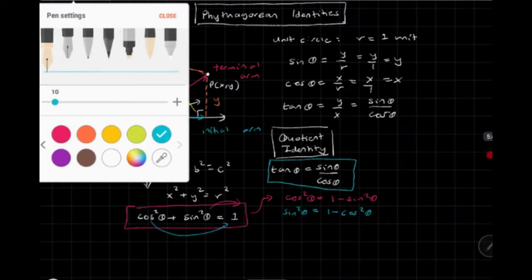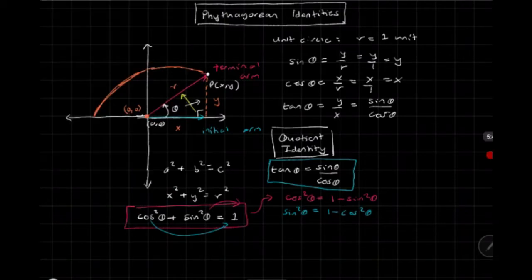And in order for us to look at this, what helps is to also determine our reciprocal ratios. So if sine theta is equal to y over 1, or y, then cosecant theta, which is its reciprocal, is equal to 1 over y. Secant theta, which is the reciprocal of cosine, is equal to 1 over x. And cotangent theta, which is the reciprocal of tan theta, is cos theta over sine theta. Okay, so keep this in mind. And now what we're going to do is figure out the other two identities.